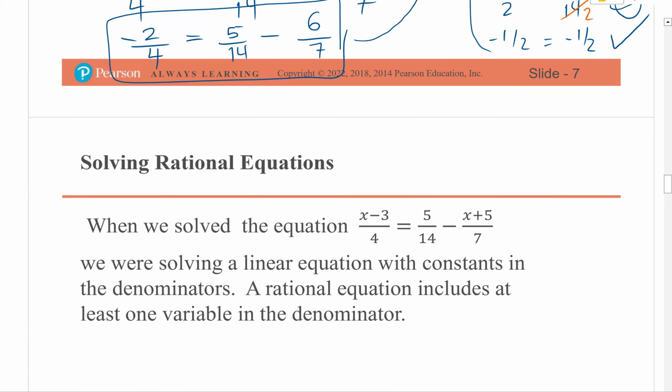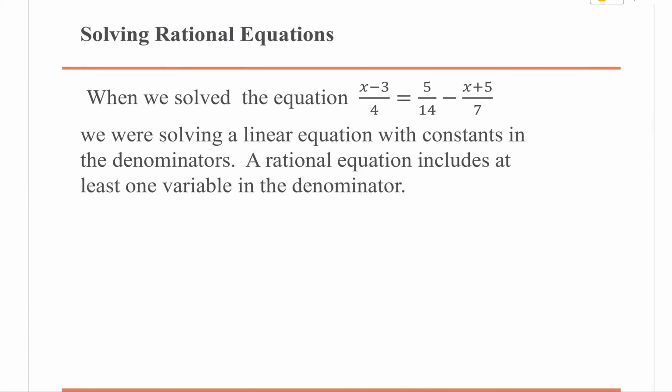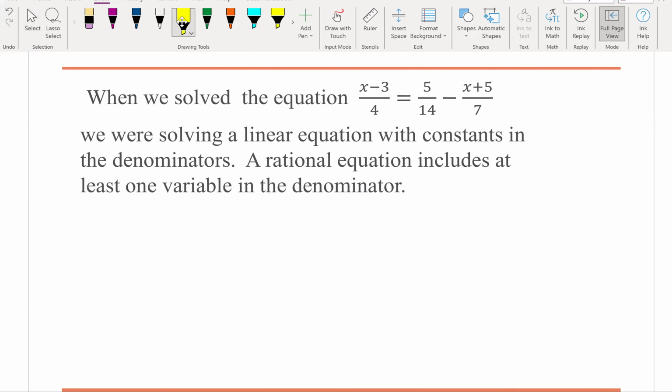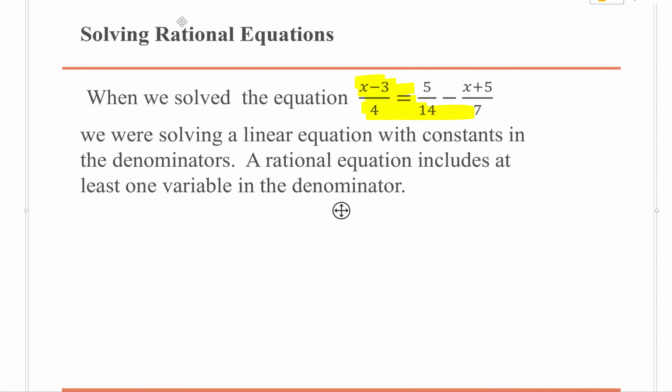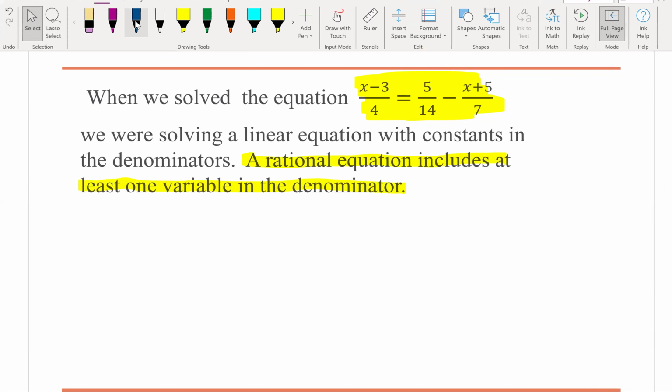All right, so here, something to point out. Solving rational equations. When we solved this equation, we were solving a linear equation with constants in the denominators. A rational equation includes at least one variable in the denominator. Remember that section from the prerequisite chapter not too long ago, where we were doing stuff with rational expressions? This looks very similar to those, but like they said, this doesn't really fit the bill because all the denominators here are just numbers. They don't have an x involved.